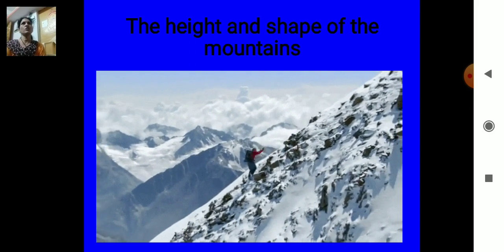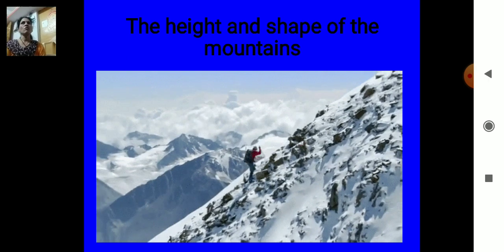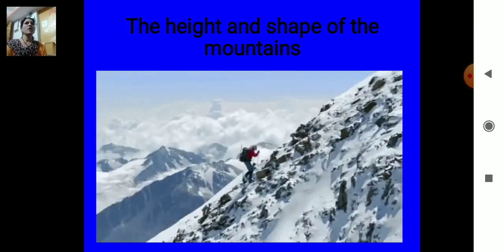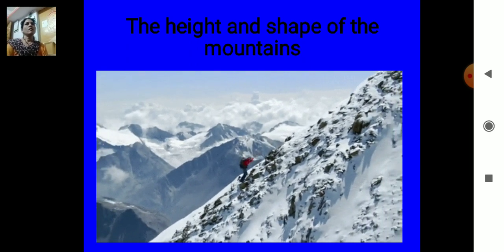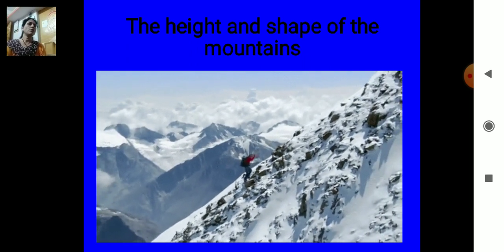Several mountains may join together to form a chain or a range. Mountains often have a series of parallel ranges, which may extend for hundreds of kilometers. The Andes in South America and the Rockies in North America are 2 examples.